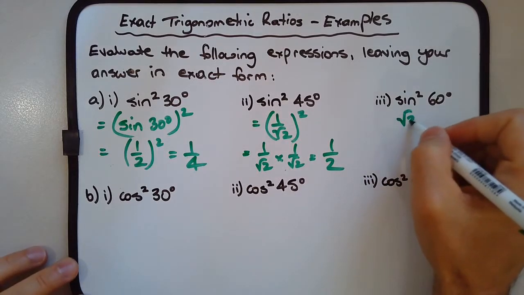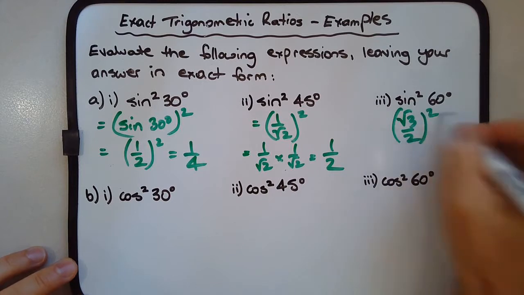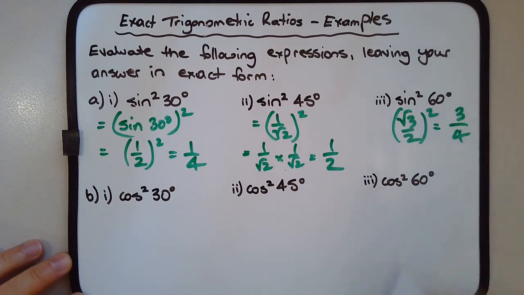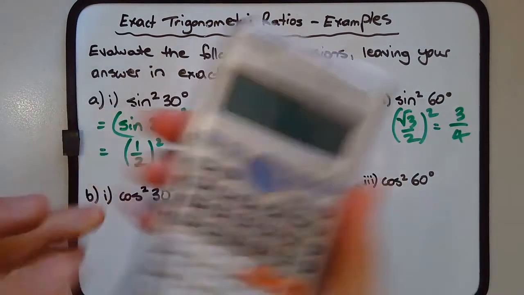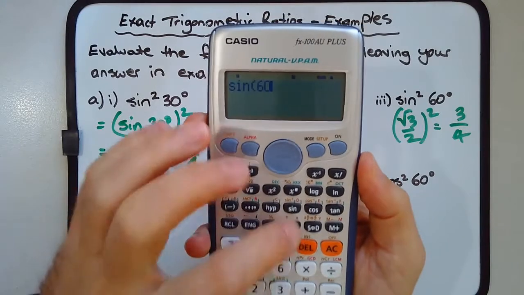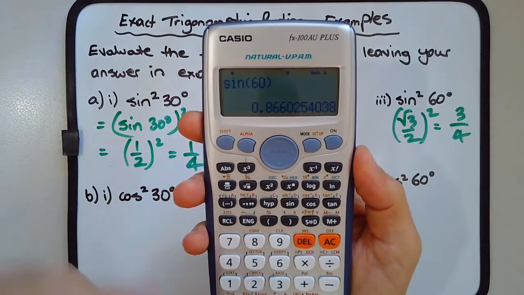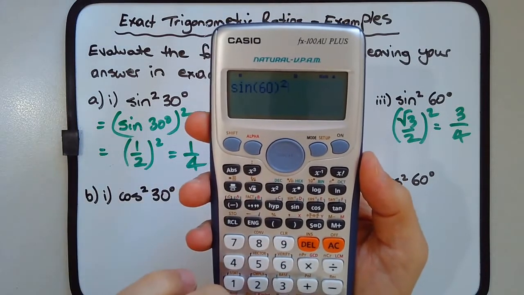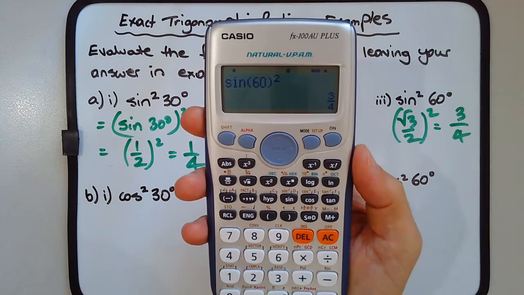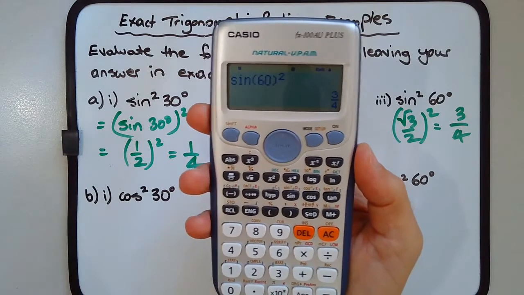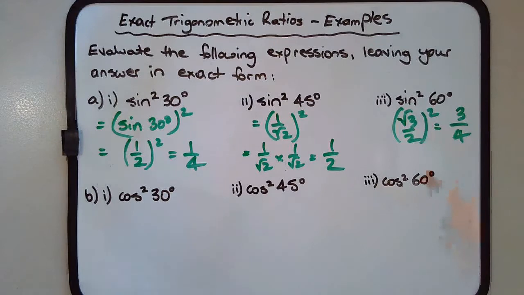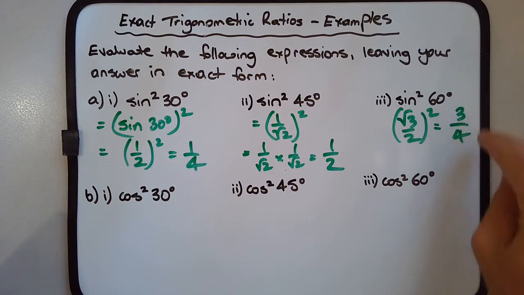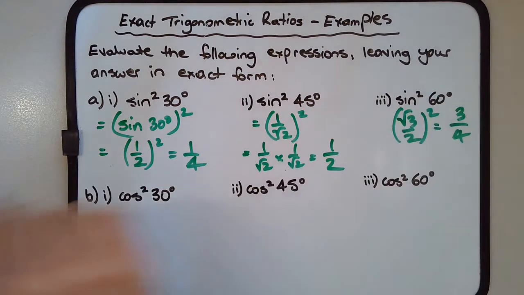Let's have a look at sine squared of 60. You and I know that it's root 3 on 2 all squared. Root 3 all squared is just 3. 2 squared is 4. Again, we could do the same thing on our calculator. Sine of 60 degrees, we know it's root 3 on 2, but it's a very random looking decimal. Square it, you get 3/4. And that correlates with our answer here. Root 3 on 2 all squared is 3/4. So therefore, the square root of 3 on 4 is in fact equal to sine of 60.